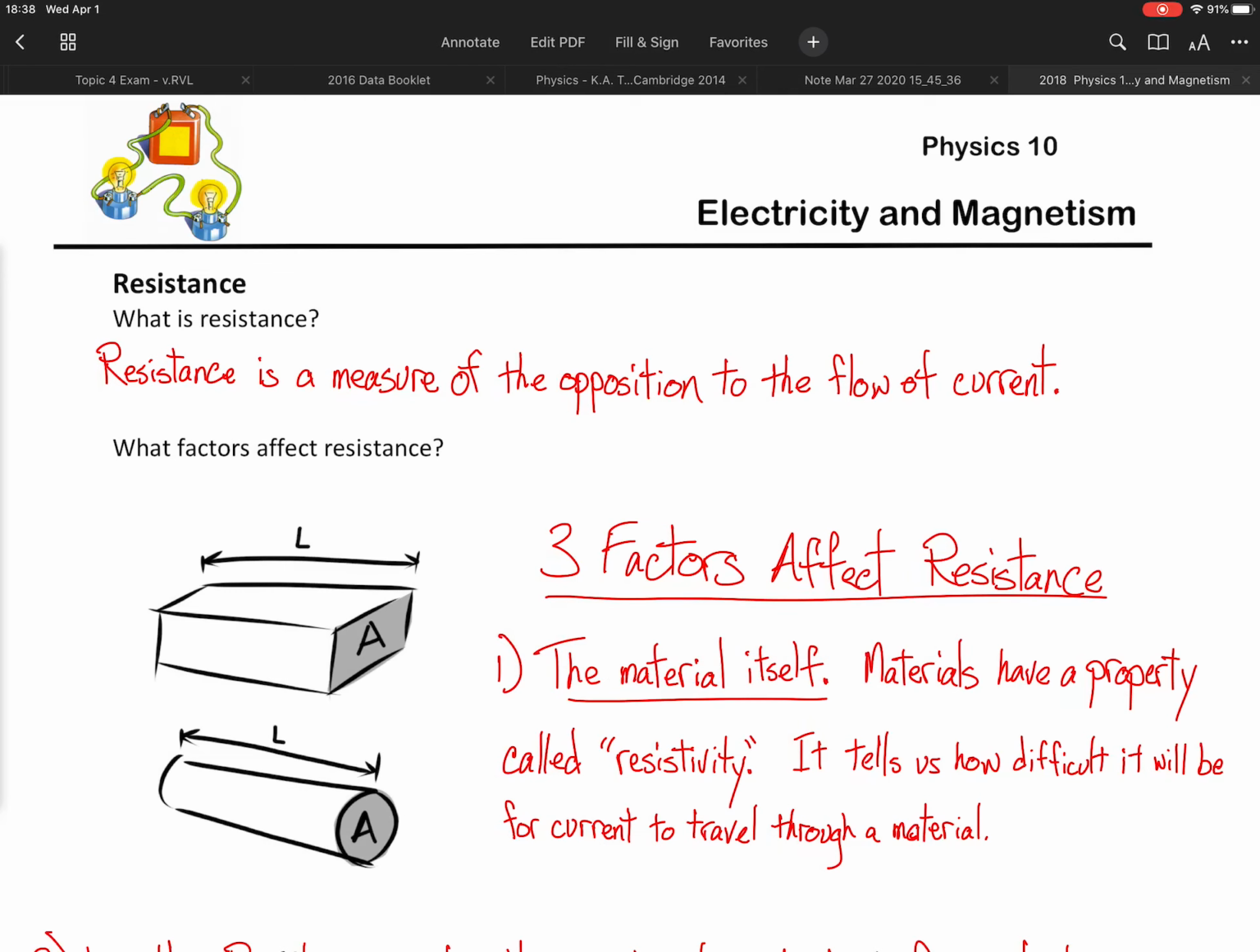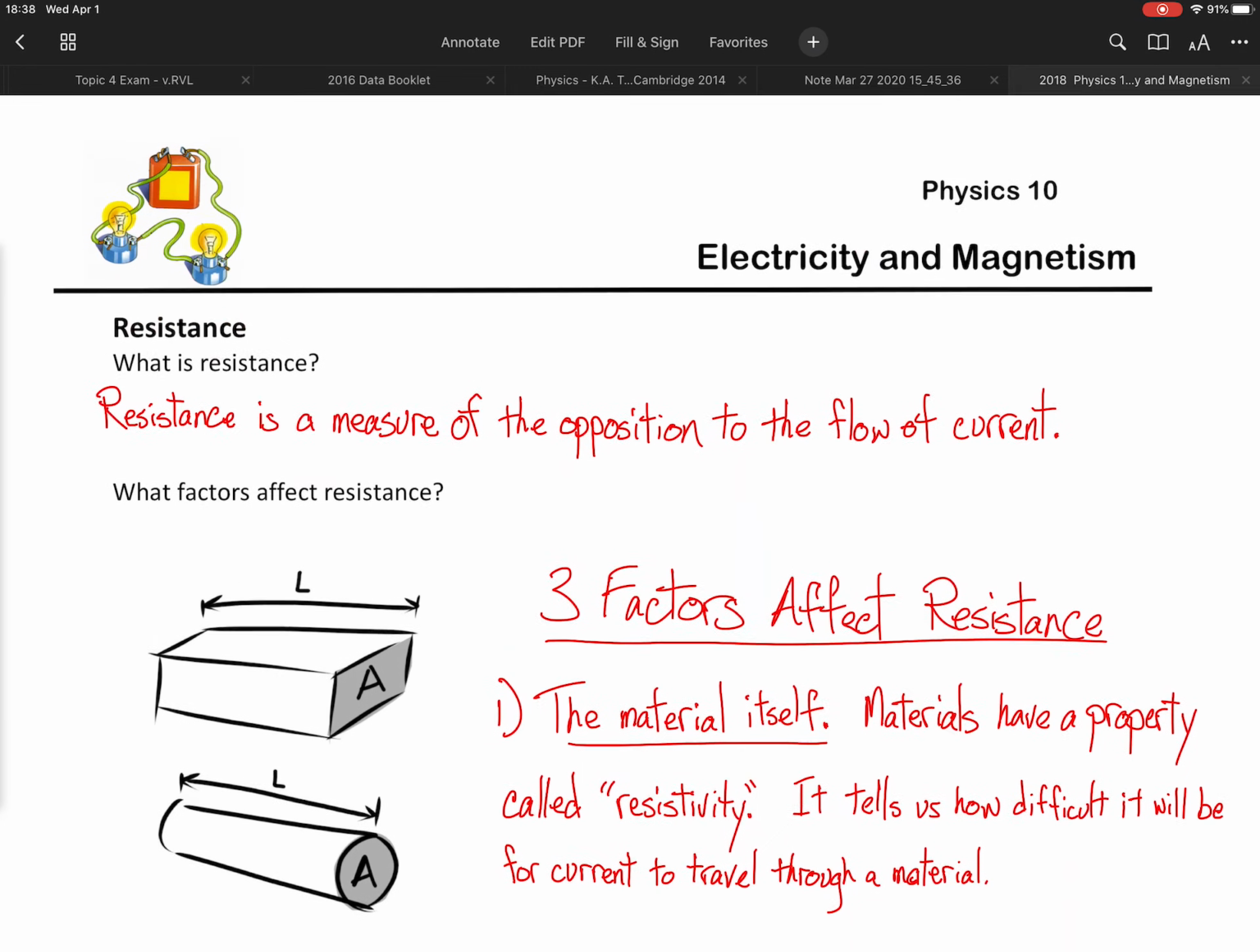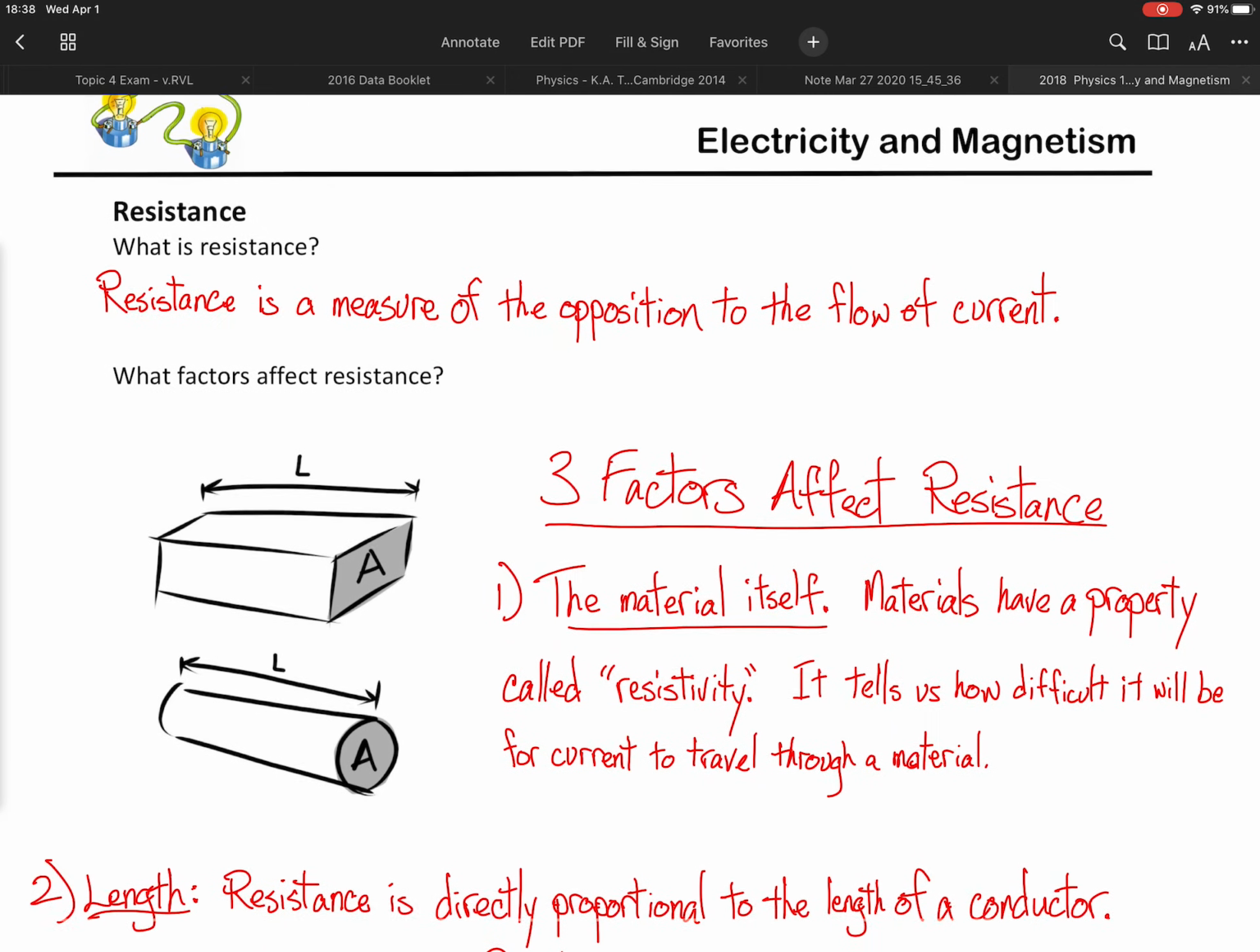Hey guys, you were asked to complete your student notes, pages 13 and 14 and I believe 17, so we're going to take a very quick look at that. First, what is resistance? Not too difficult. Resistance is simply a measure of the opposition to the flow of current. So it's a specific number and there are a few properties that affect it.